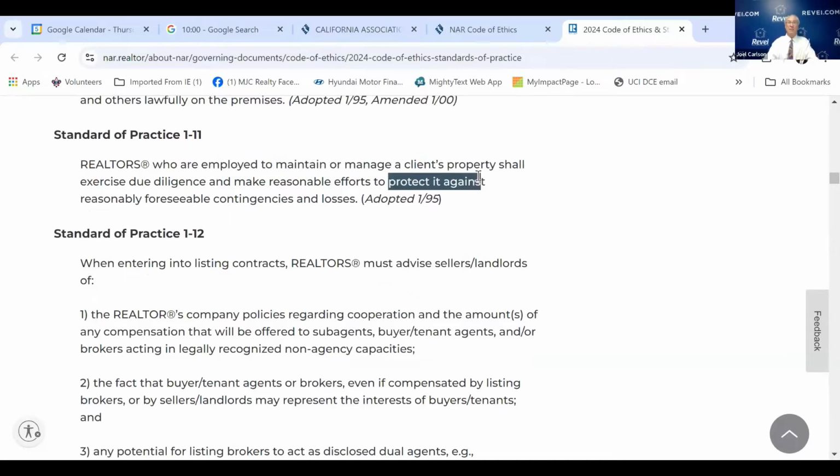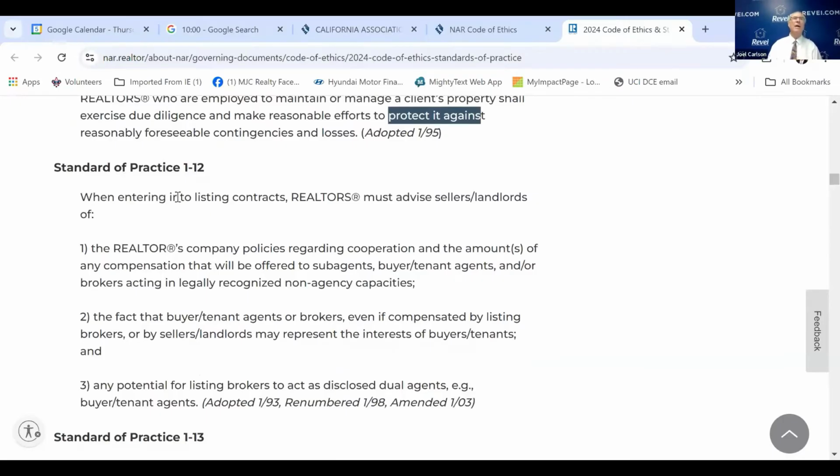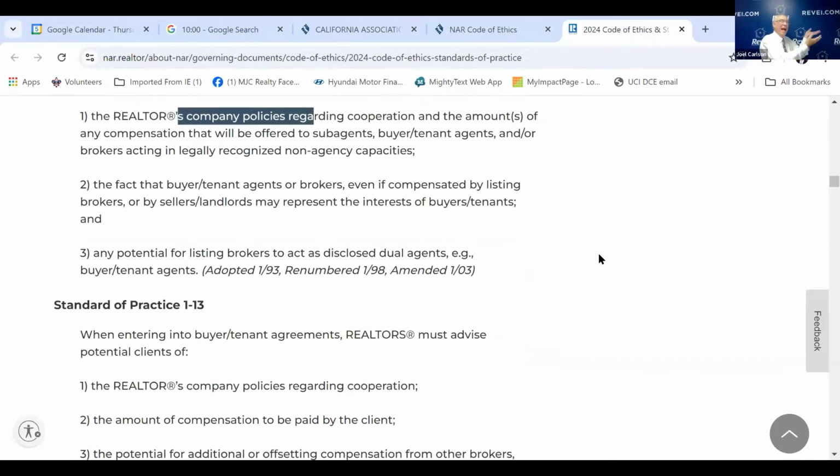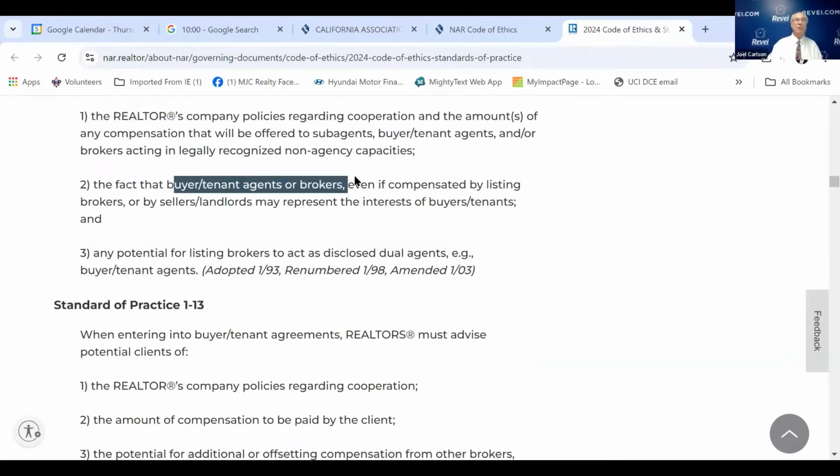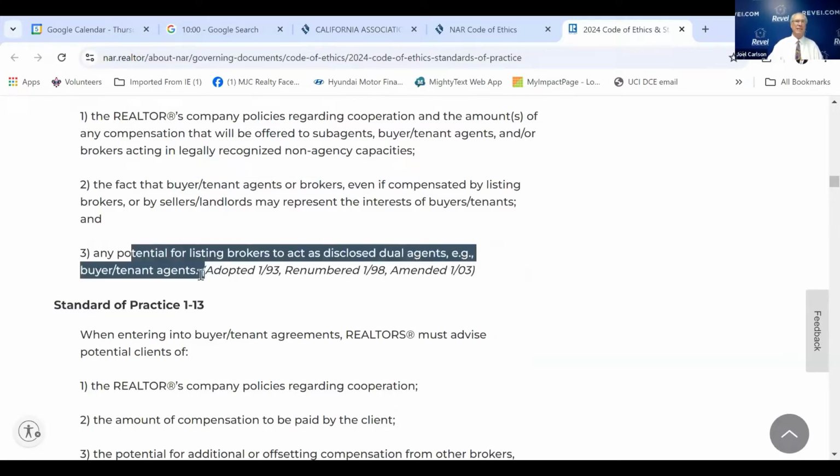11 talks about being employed to maintain or manage some properties. You'll protect it from losses. Okay, fine. You'll make sure they have insurance. 12, 1-12. If you're in a listing contract, you'll tell them what the company policies are. I'm talking about, I'm listing the house. Here's what our company policies are. Here's what we do if we have a buyer representation agreement, if we're going to do dual agency. Okay, any potential for a broker acting as a dual agent, amended in 2003, we will disclose that fact. We always have. It's law here in the state of California.